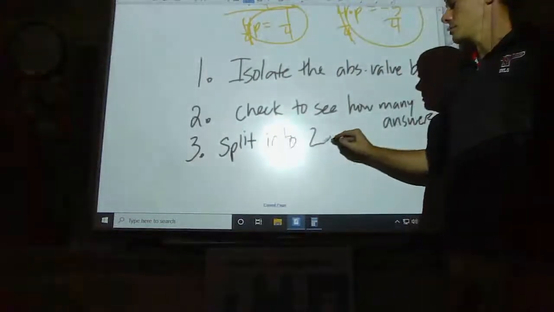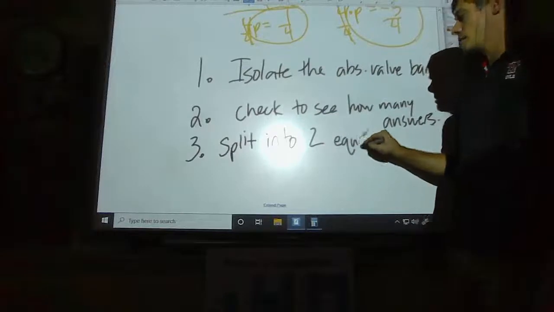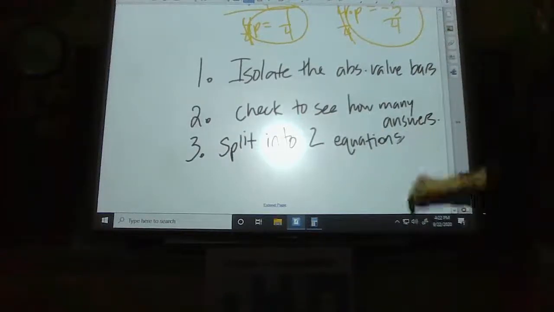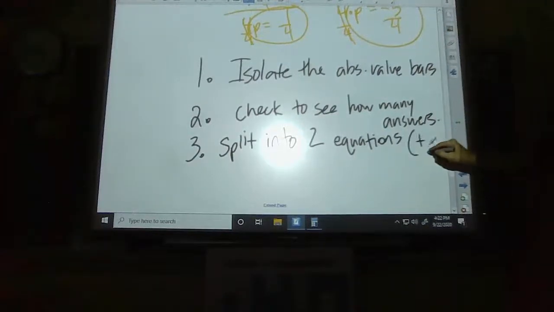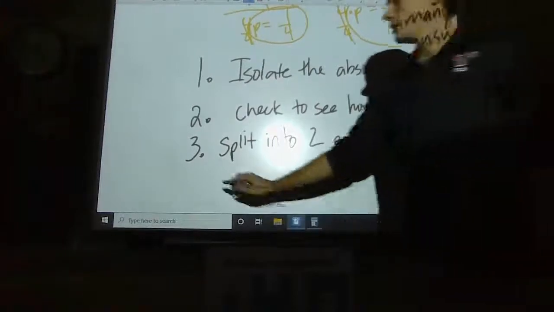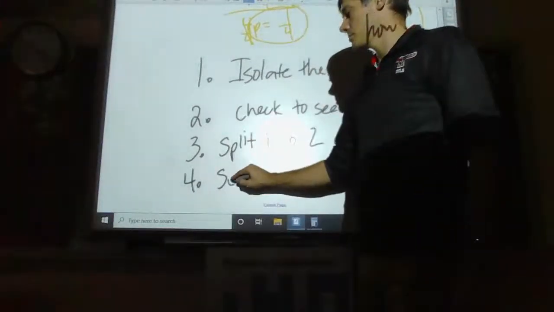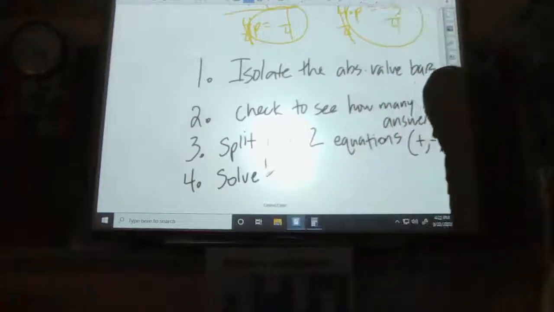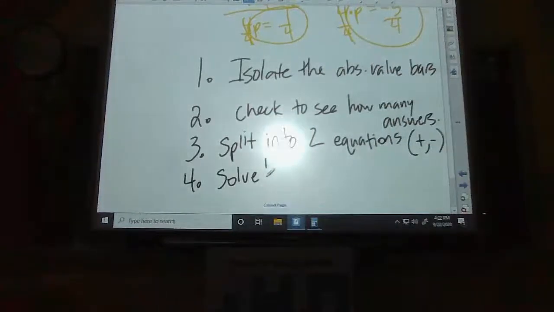You're going to split it into 2 equations, right? 1 positive and 1 negative. And then finally, you're just going to solve both of them. And step 4 is usually the easiest step. If you can get to step 4, you're in great shape. And even step 3. So I'm almost at 22 minutes.